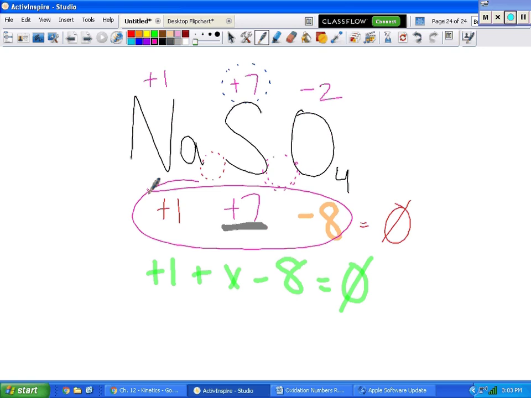Go ahead, Gage. All right, that's a good question. If you follow the rules, the first rule we came to was if it's a metal, it's its charge. That gave us positive 1 for sodium, correct? The next rule we came to that applied here was oxygen. It's negative 2. We did not have a rule for sulfur, so we've got to solve for it. You with me? Let's look at another one.